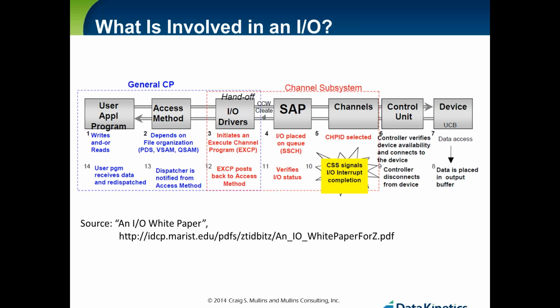At number 12, back to EXCP, which indicates the I/O is complete, by posting the status to the access method and calling the z/OS task dispatcher. Here we are at number 13. The dispatcher reactivates the access method if necessary. And at number 14, the access method returns control to the user program for redispatching by the z/OS task dispatcher to continue its processing of the next executable instruction.